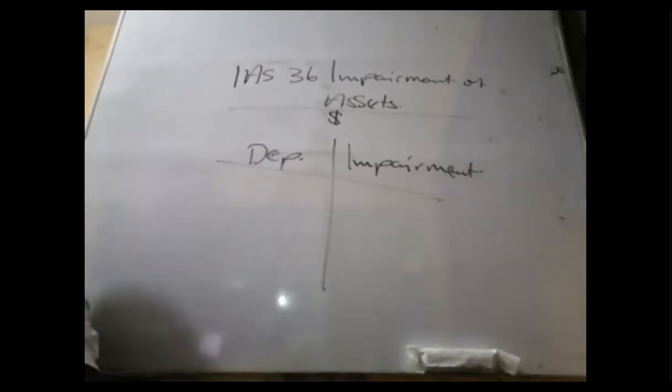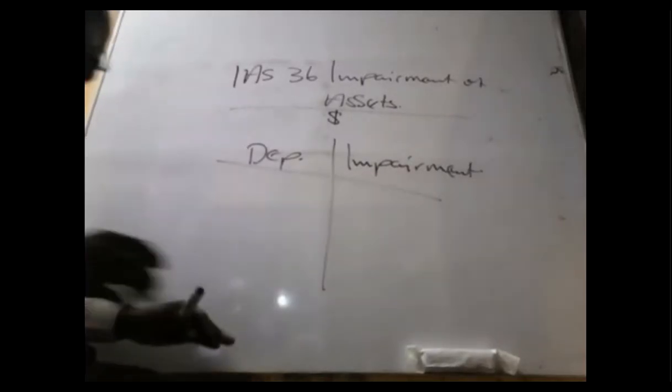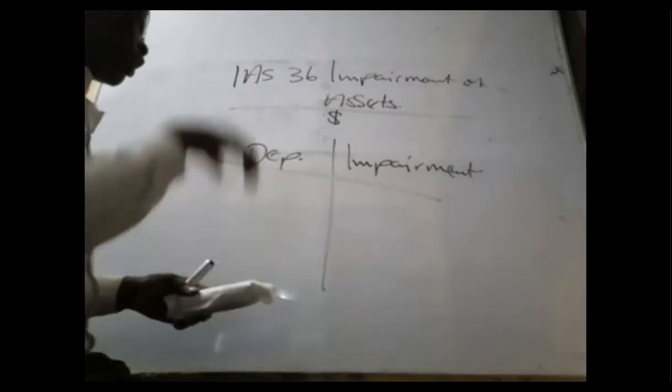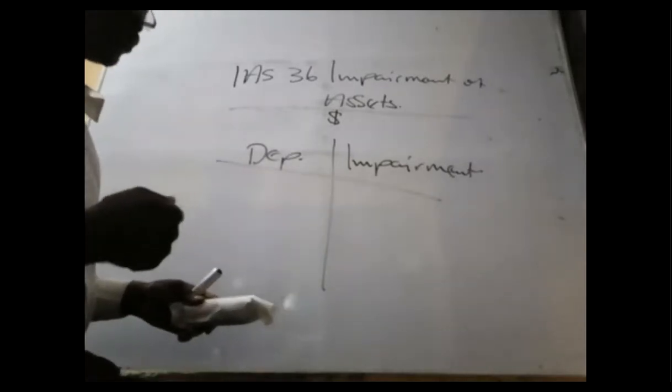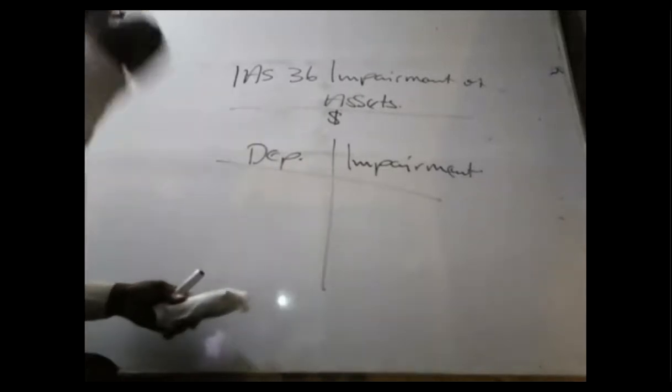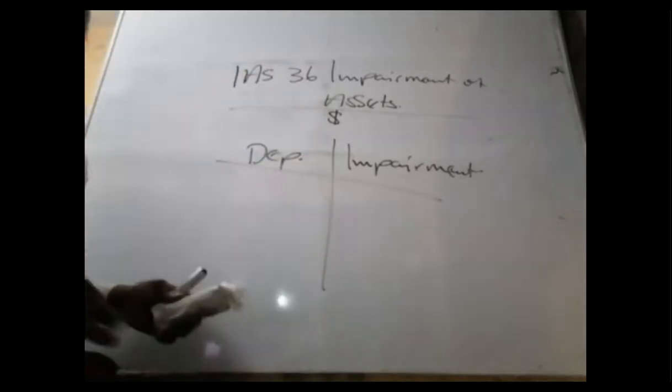Now, impairment has steps, so let's look at the steps of impairment. There must be an indication, and the first step starts with indication of impairment. So now we know the difference between impairment and depreciation. Depreciation is a deliberate action. Impairment is not deliberate; something needs to trigger before impairment will occur. Depreciation, once you have the asset with you, by all means it will depreciate. But impairment, you can prevent.